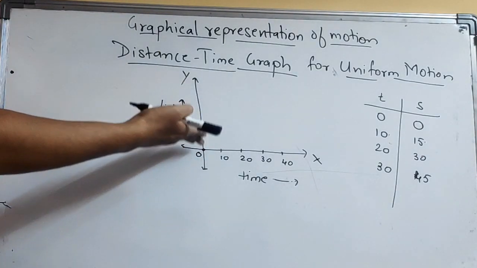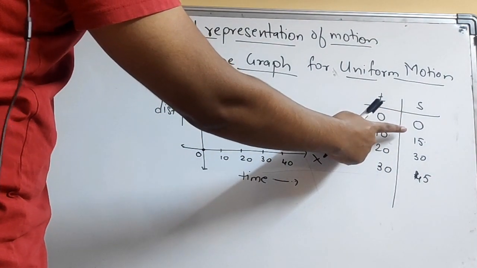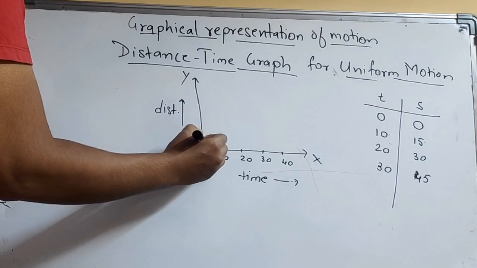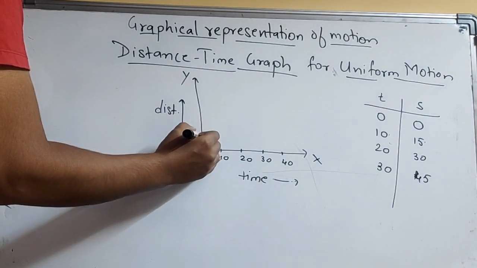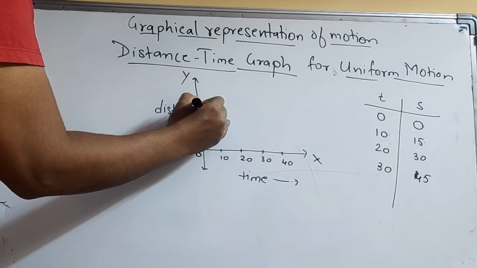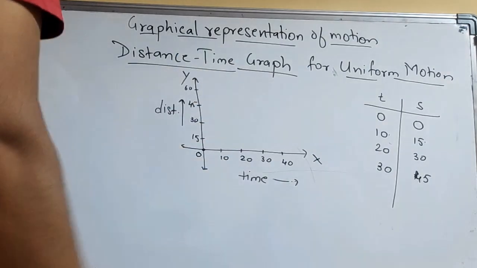Now, distance is moving this way. So how is the distance going? 0 to 15 to 30 and to 45. So I'll take this as 15. This is 30 and this is 45 and this will be 60.